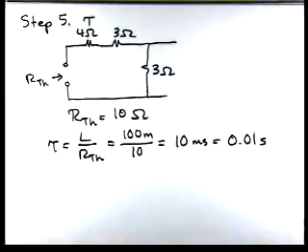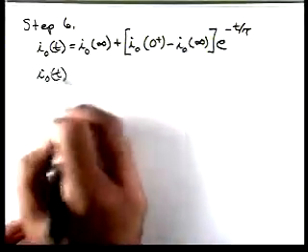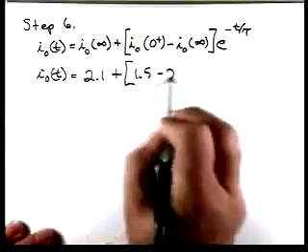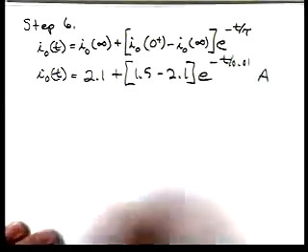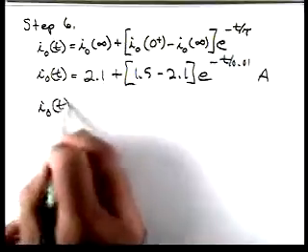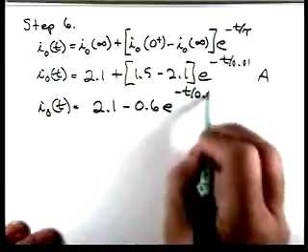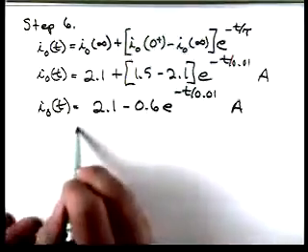Now, we've evaluated all our constants. Now that we know what the solution is, we can go in and plug in values. So i0(t) then is 2.1 plus 1.5 minus 2.1 e to the minus t over 0.01 amps. So then i0(t) is 2.1 minus 0.6 e to the minus t divided by 0.01 amps. And since we have the solution, let's plot it.